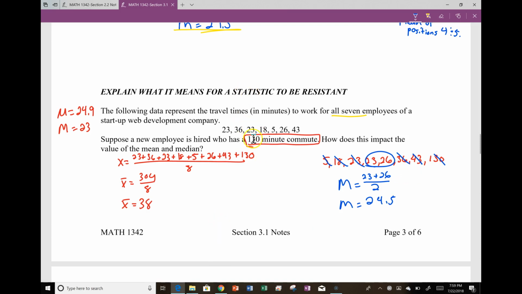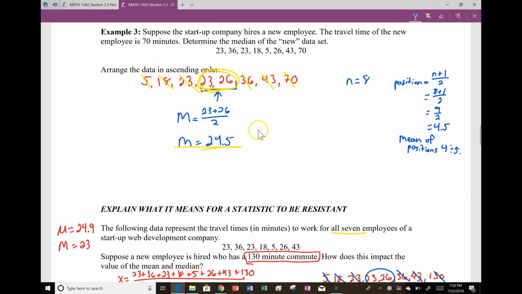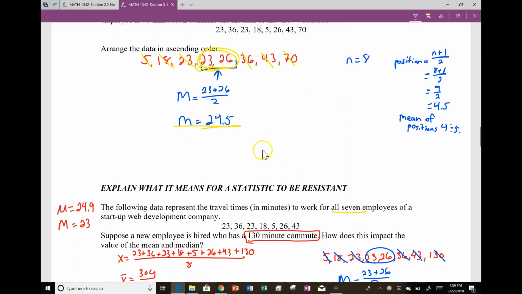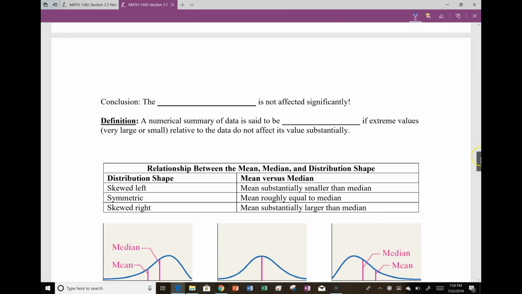Notice that a person with a 130-minute commute versus when we added a person with a 70-minute commute, the median didn't change any. Also notice that the median from the original to the new didn't change a whole lot, but the mean sure did. Notice that there's a larger change in the mean than in the median. The reason is that the median is not affected significantly. There's very little change.